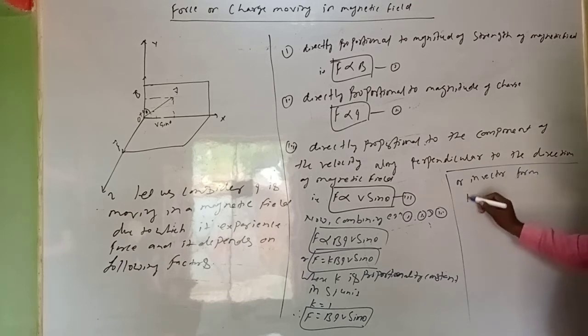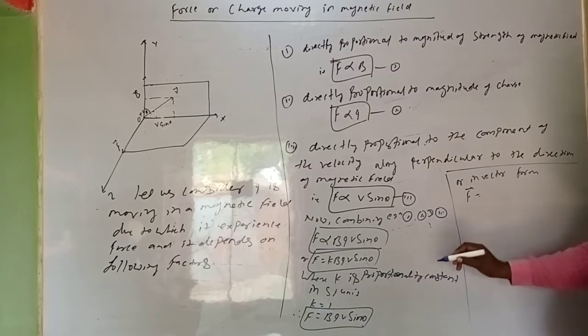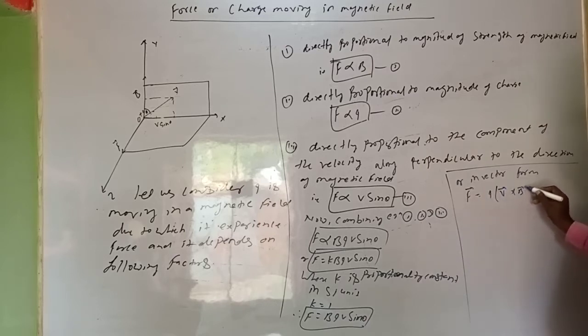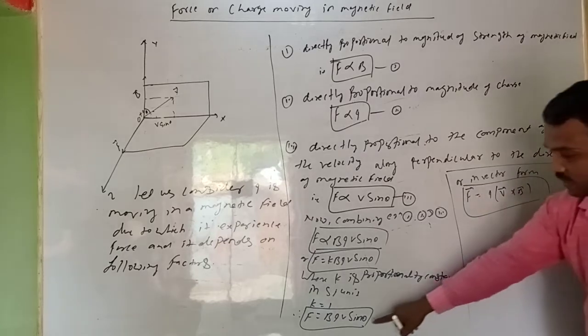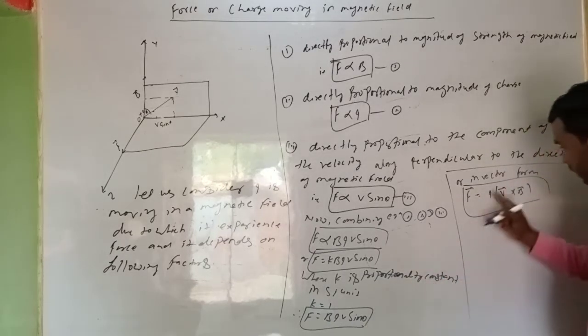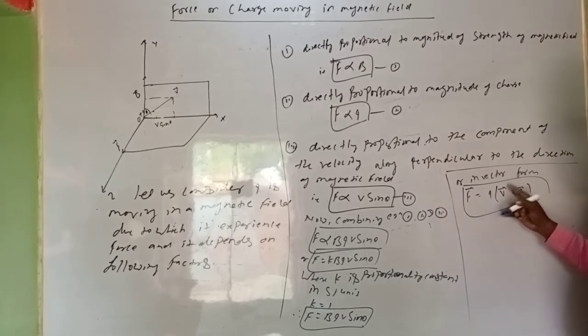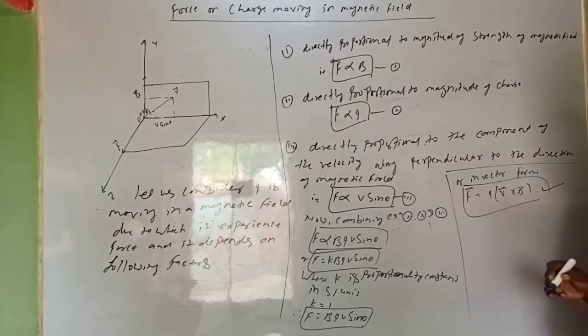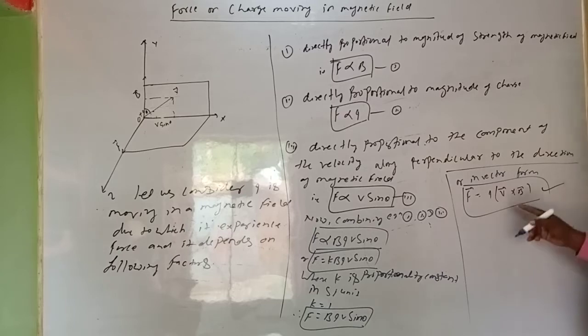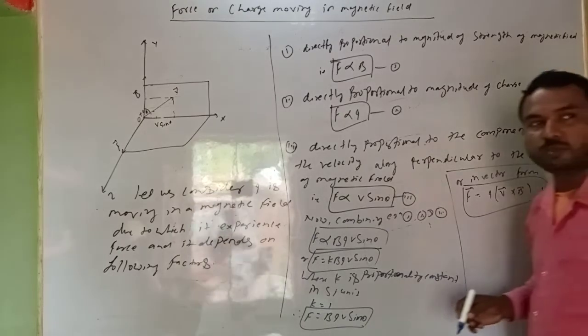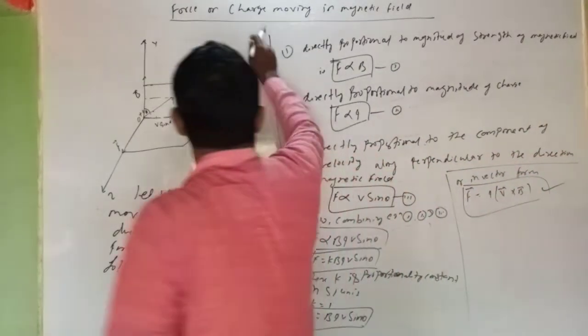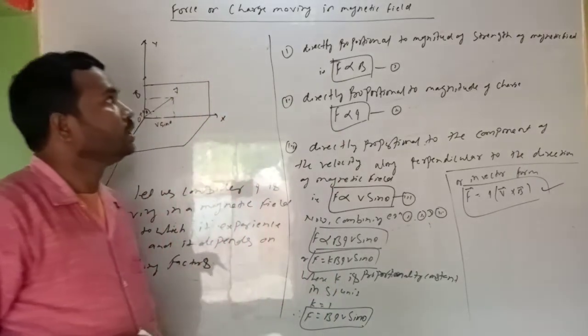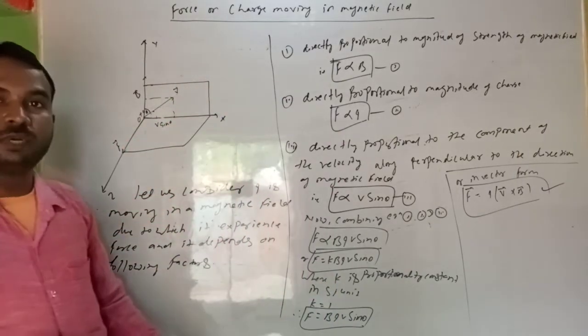What will you write? You will write vector F equal to Q into V cross B. Whenever you write in the vector form, sin theta is removed, and in its place there will be the vector cross sign. So we got the formula F is equal to Q into V cross B. This is the force experienced by a charge when it moves in a magnetic field.